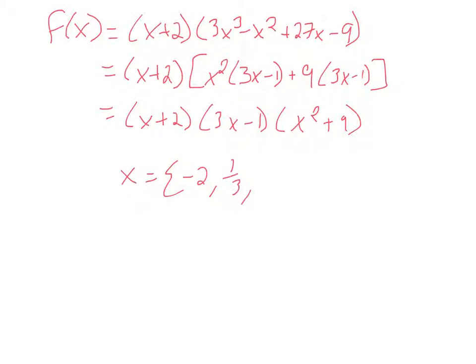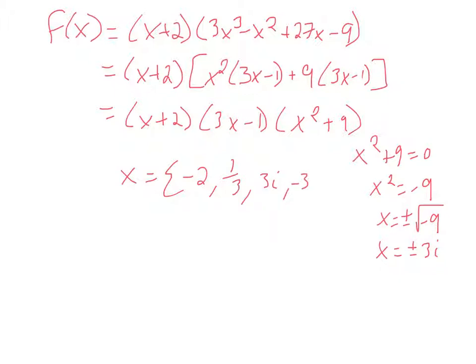And then for this one, we can set x squared plus 9 equal to 0 and solve by doing x squared equals negative 9. And so x is equal to plus or minus the square root of negative 9, which is just 3i, right? So it's plus or minus 3i. And so 3i and negative 3i are the two imaginary solutions there. So now we found all four complex solutions of this polynomial.